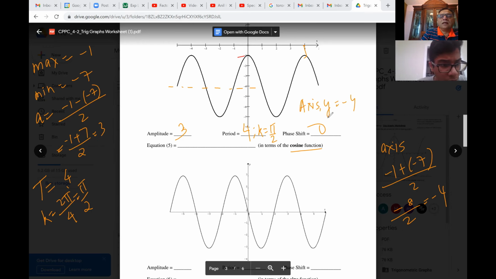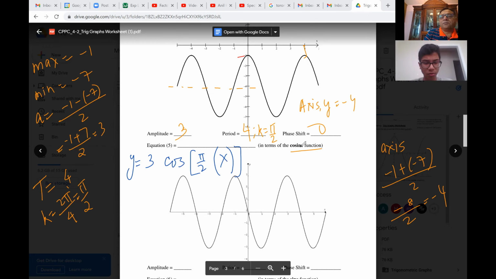Okay. And now we can write down the equation, correct? Tell me, what is the equation? Y is equal to 3 cos, k value of pi by 2 times x, no phase shift, but we have shifted down vertically by 4 units. So that becomes the equation of this particular graph. Clear?